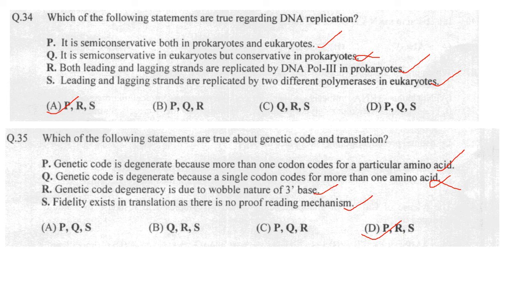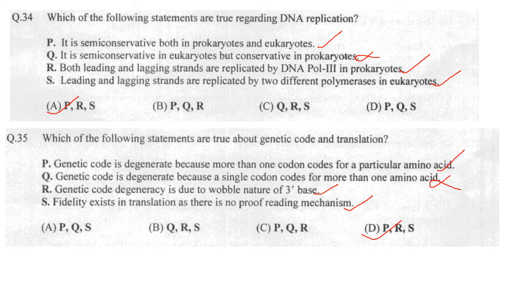Actually, if you know that it is semi-conservative in eukaryotes but conservative in prokaryotes is wrong, option Q is present in B, C and D. So naturally you can just ignore options B, C and D, and the option left out is A. So naturally A will be the answer. You have to be very careful while reading the question as well as the options. Like this, you can eliminate B, C and D, and click on option A for your correct answer. Next one.